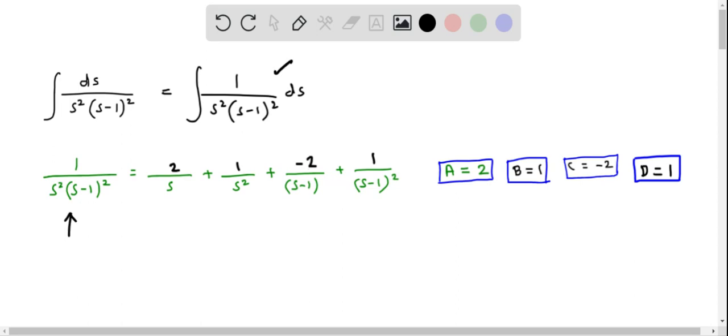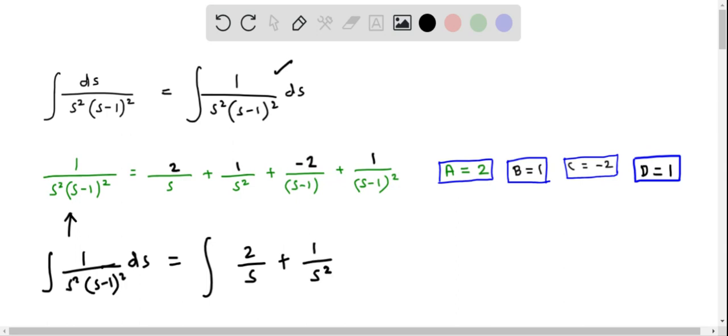This means we can rewrite our original integral of 1 over s squared times (s minus 1) quantity squared, ds, as the integral of 2 over s plus 1 over s squared minus 2 over s minus 1 plus 1 over (s minus 1) quantity squared. And this we integrate. We also put this ds.